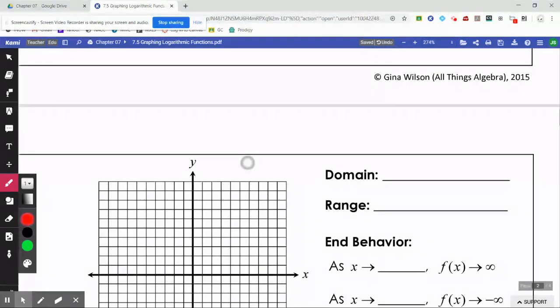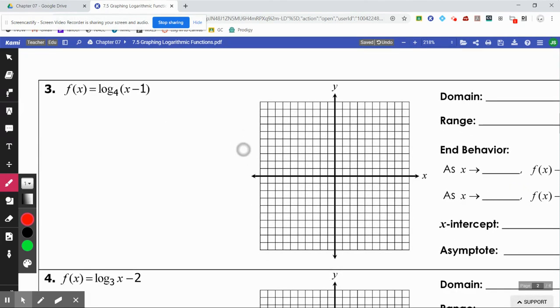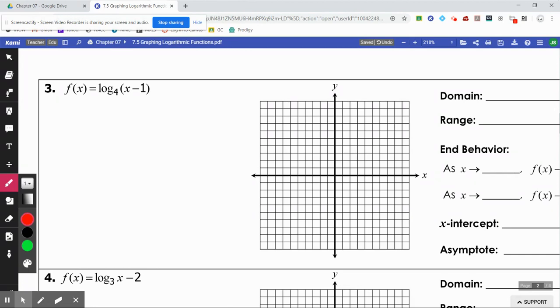Next graph. And again, you could plug in points if you'd like to and graph this the other way, but it actually gives us practice finding inverses as well. So what I'm going to do is find the inverse, which would be log base 4 of (y minus 1).